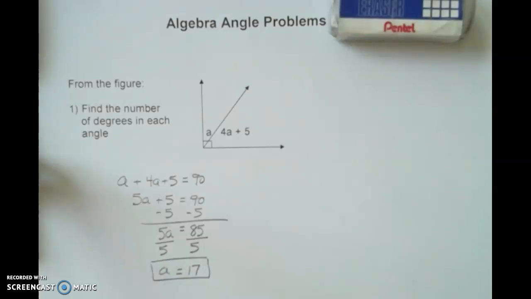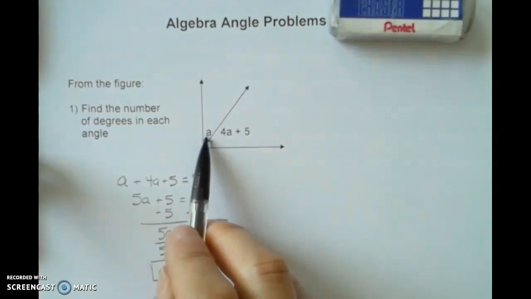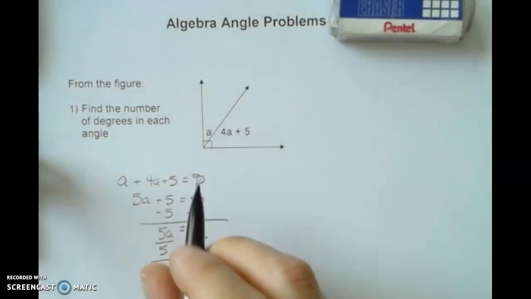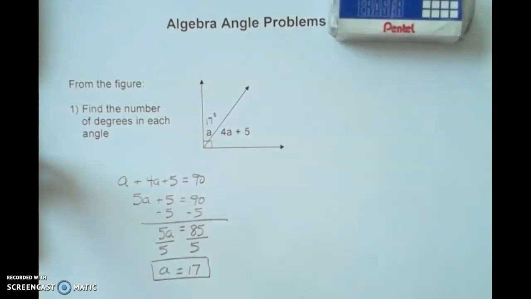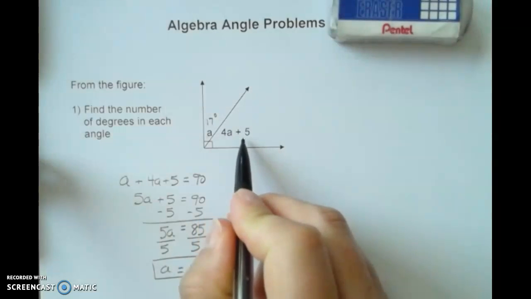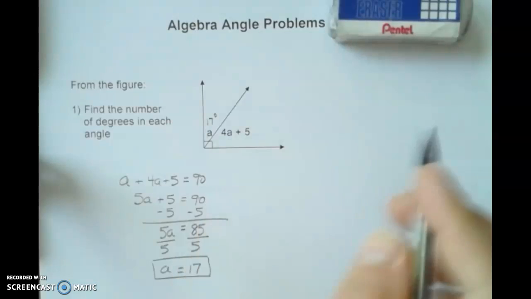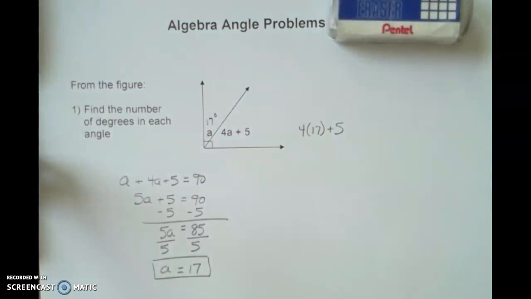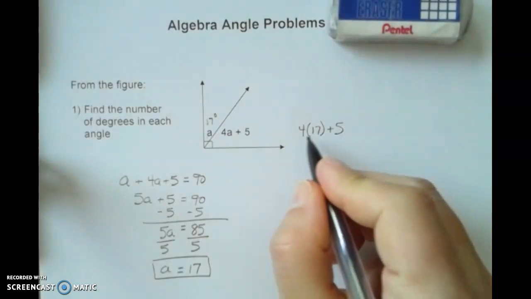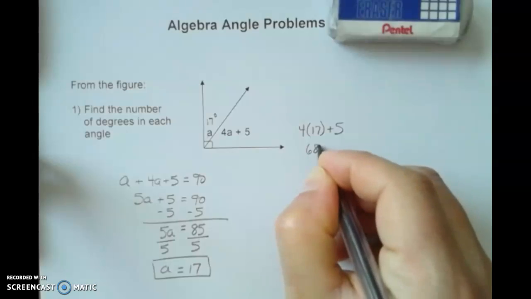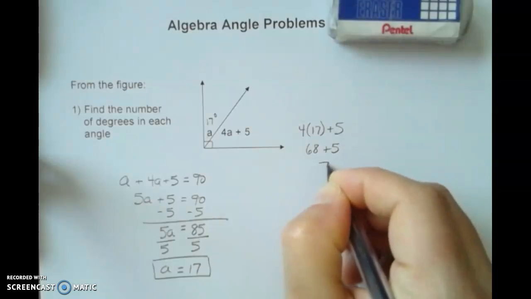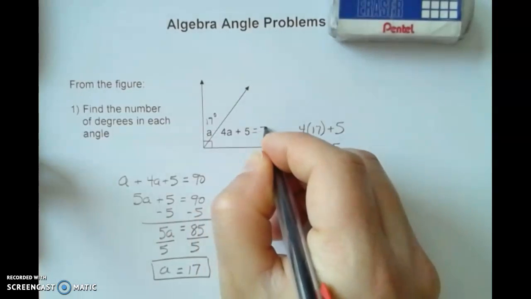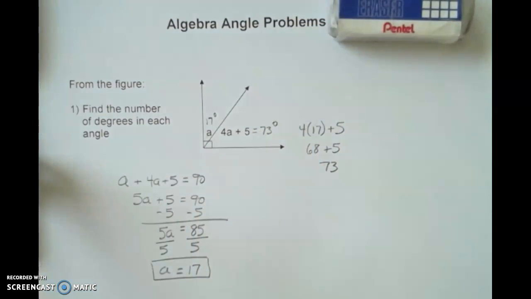Now we're going to use this value to figure out the measure of every angle in the picture. Fortunately, I see this angle here is A, so I know that that angle is a 17-degree angle. That one is a nice, easy one. To get this angle, 4A plus 5, I'm going to substitute the value of A into the expression. So this is going to become 4 times 17 plus 5. With order of operations, I'll multiply first. 4 times 17 gives me 68. And if you add 5 to that, you get 73. So this angle here is a 73-degree angle.